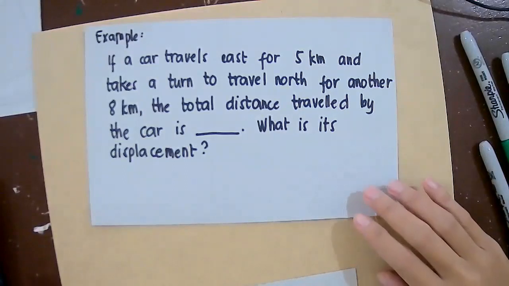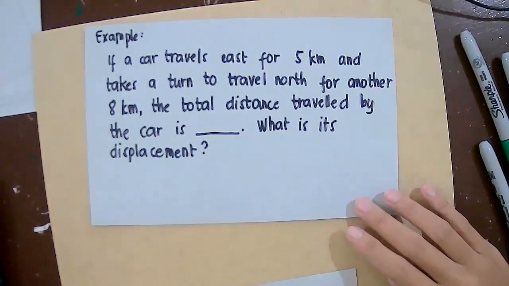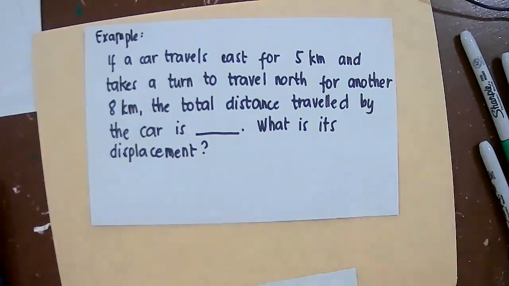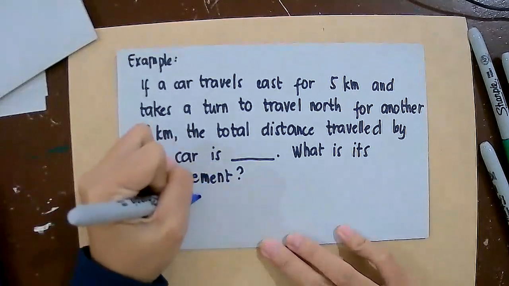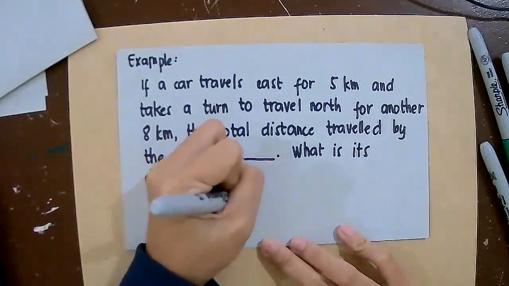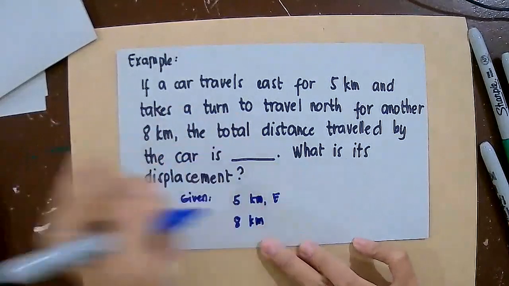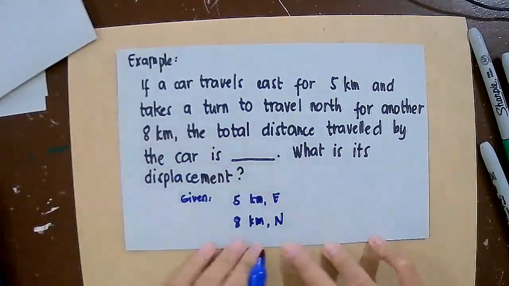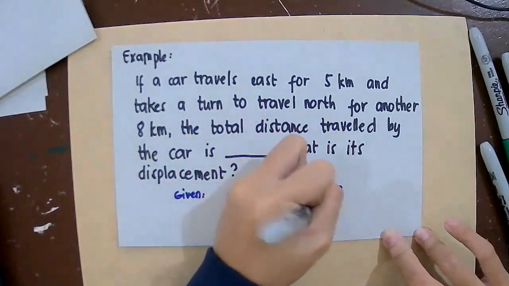Okay, so another example we have here: if a car travels east for 5 kilometers and takes a turn to travel north for another 8 kilometers, the total distance traveled by the car is, and then what is its displacement? Okay, so first let's start with the given. Your given here is 5 kilometers going east and then 8 kilometers going north. So what we are going to look for is your distance and your displacement.